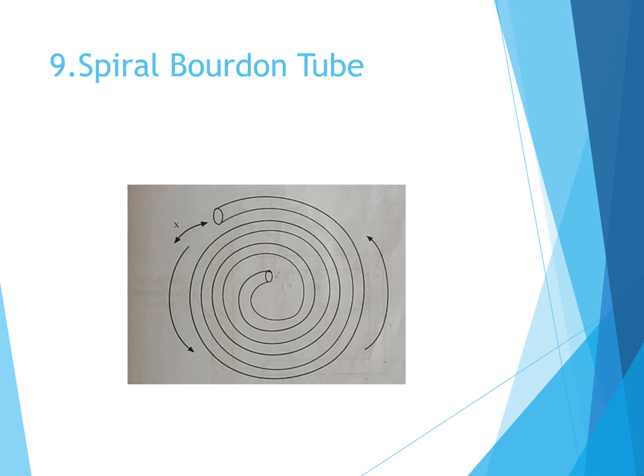Then the last one is called spiral bourdon. It is in the form of a spiral tube where at the end you can see the pressure here. The pressure is acting at this end. So I apply the pressure here at this end in the form of a spiral, and you can see the deformation in x-axis.